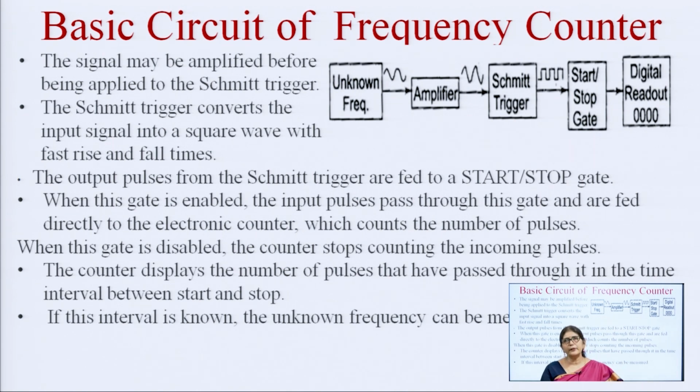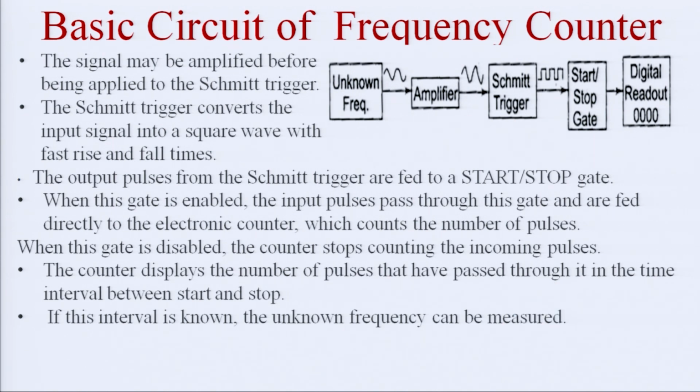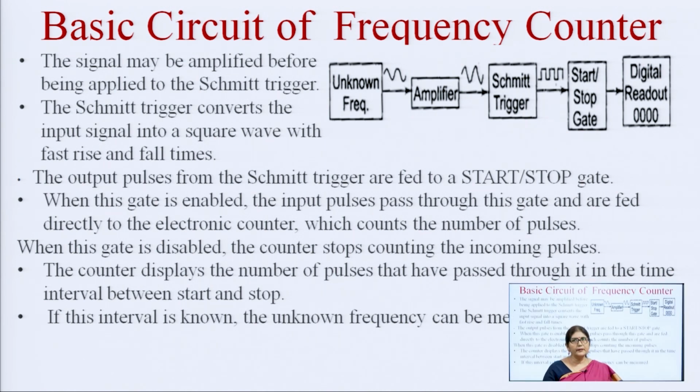This is the basic circuit of a frequency counter. In a frequency counter, the unknown signal is applied to the Schmitt trigger. A Schmitt trigger is a circuit which converts any type of waveform into a square waveform. We can make it using an operational amplifier simply with positive feedback.